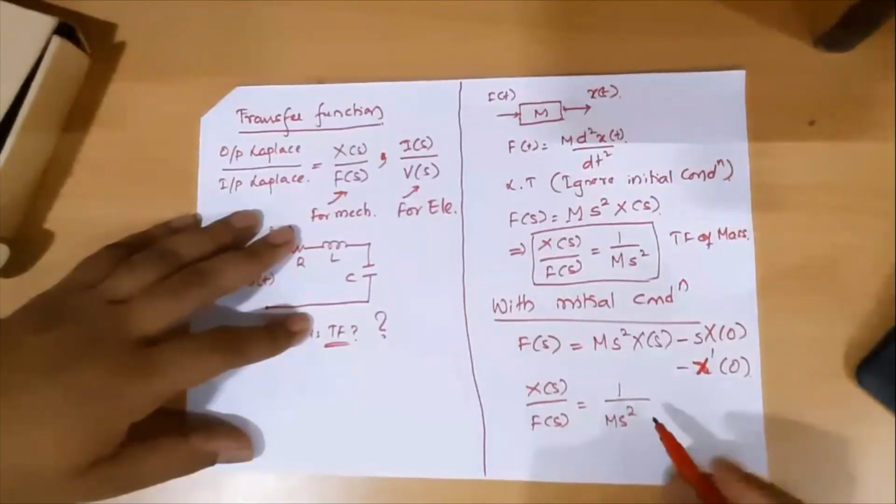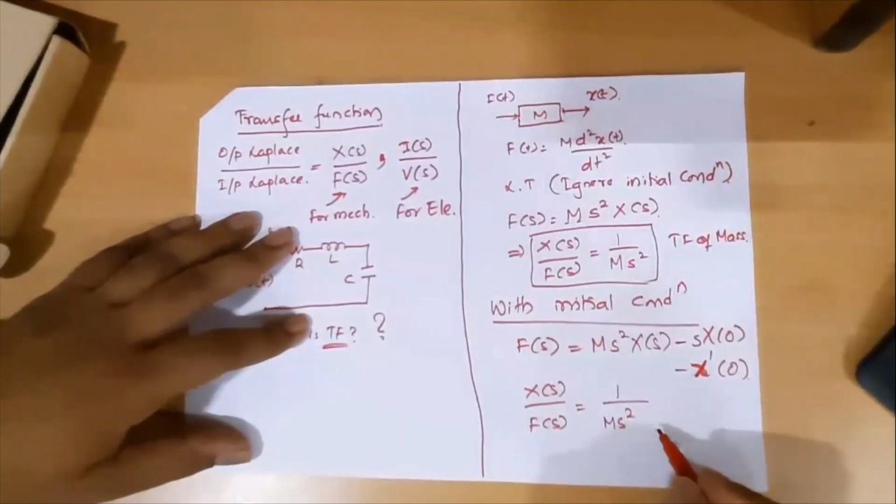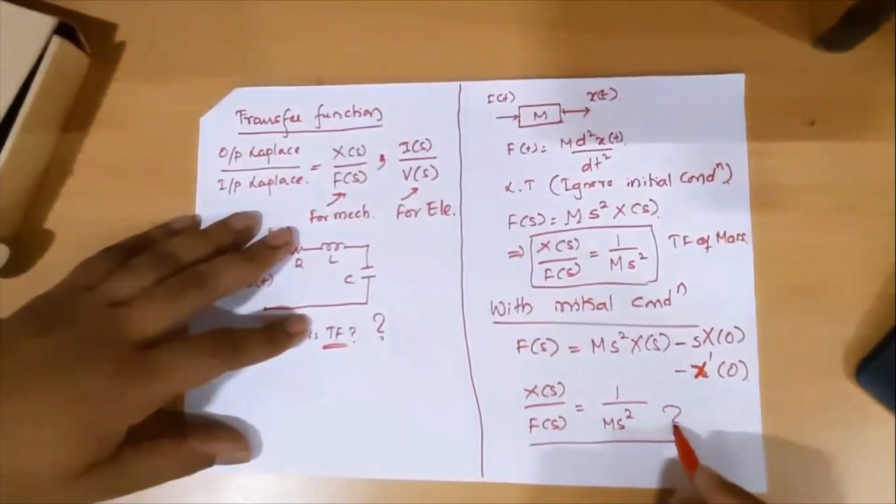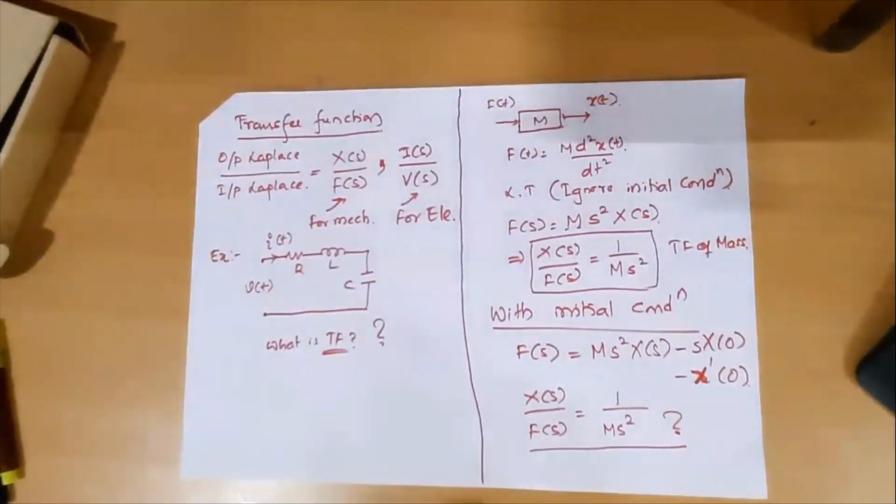Can we write X(s) by F(s) as easily as in the previous case? No, I'm stuck. What to write? How do you write initial conditions here? Is it easy? No, it's not so easy. So at this point, another question to think about is, can we write initial conditions in the transfer function? The answer is in front of you only. Can we write it? Why can't we write? Ask yourself. Why can't we represent initial conditions in the transfer function?